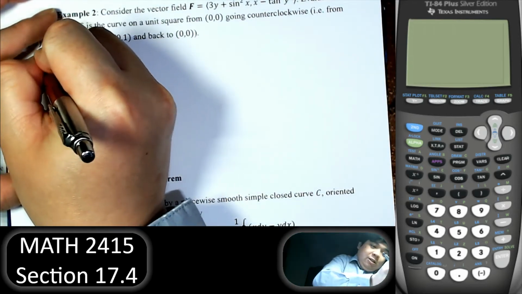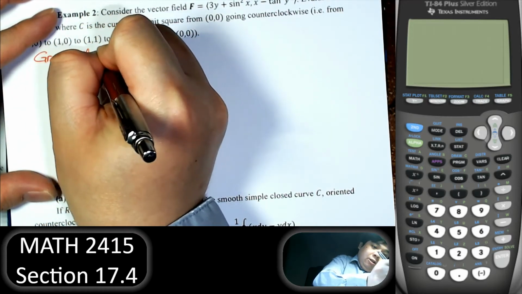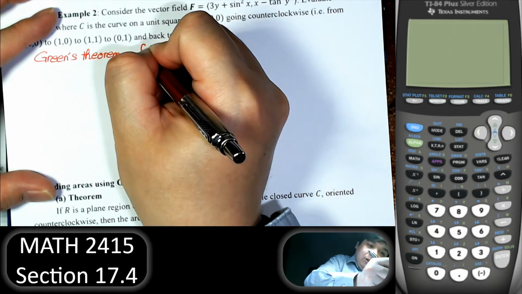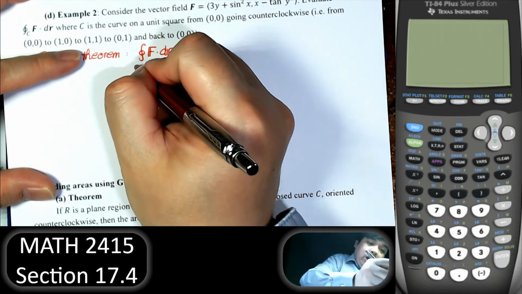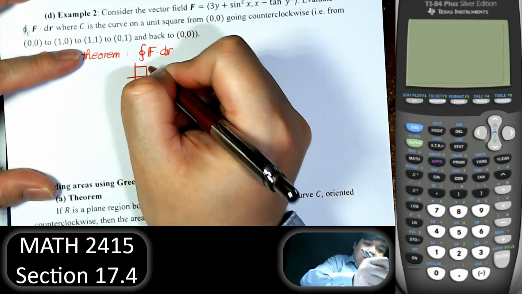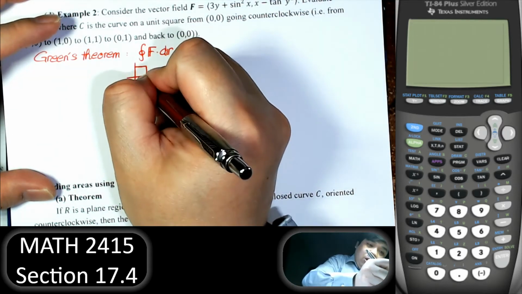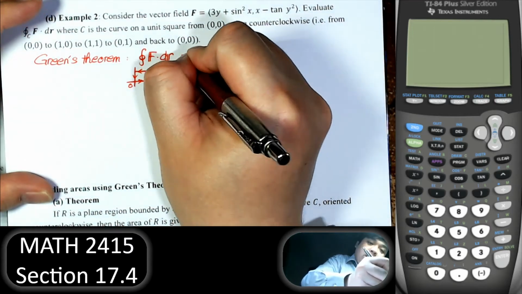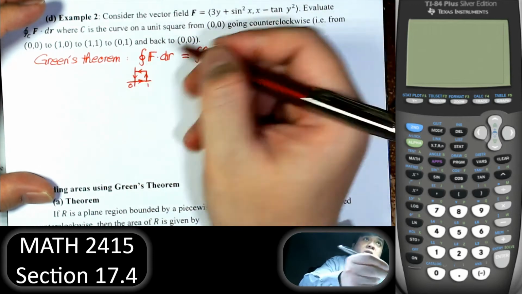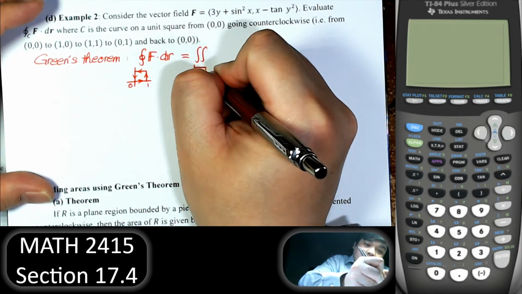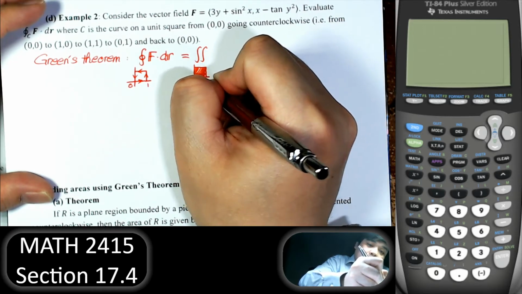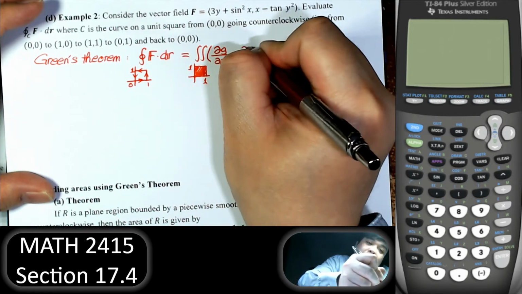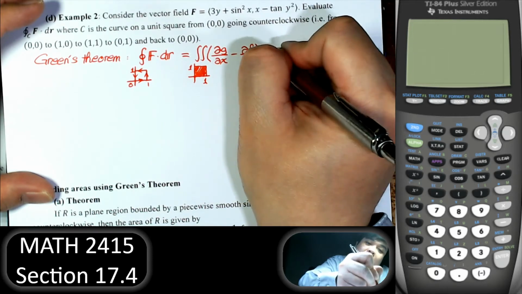So Green's theorem. In this particular case, we have the line integral over the unit square, going from 0, 0 counterclockwise. Green's theorem says, instead of doing the line integral on the perimeter on the outside, we will do the double integral on the interior. And the price to pay for that is dg/dx minus df/dy dA.